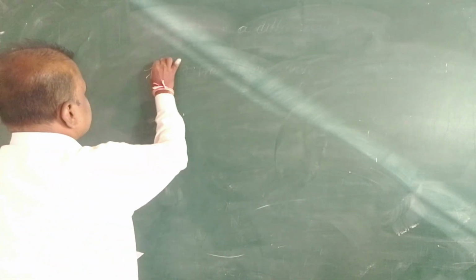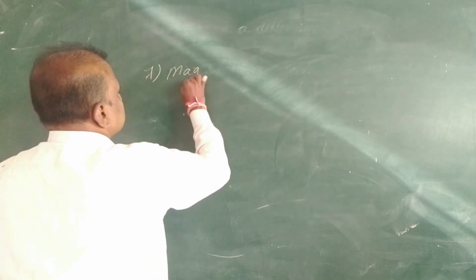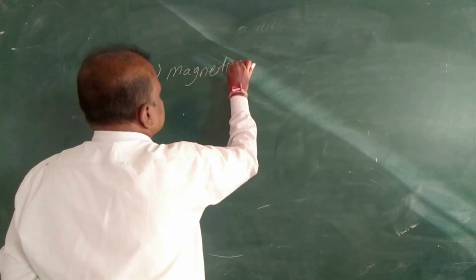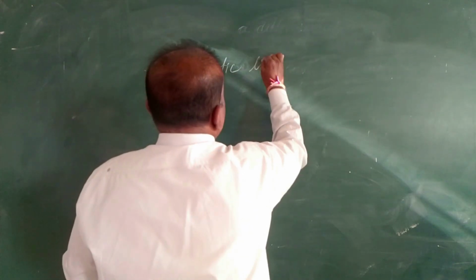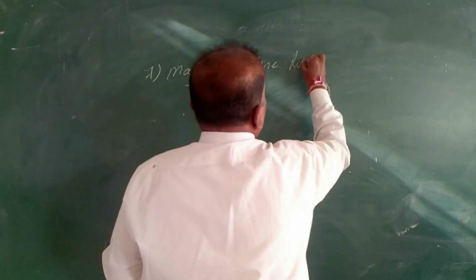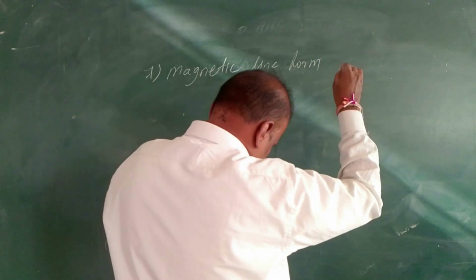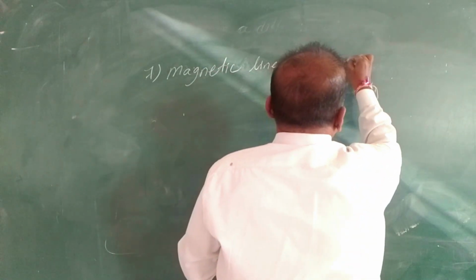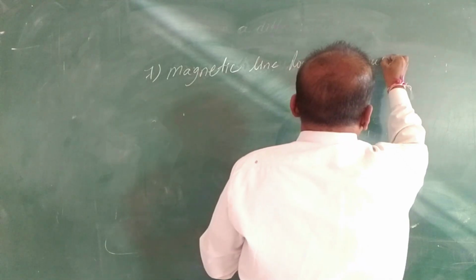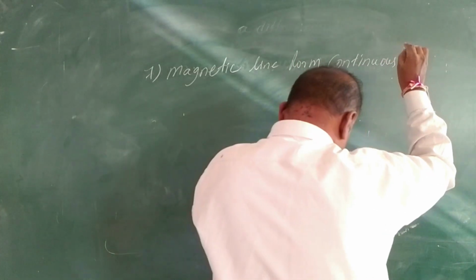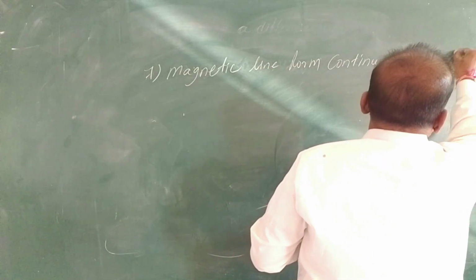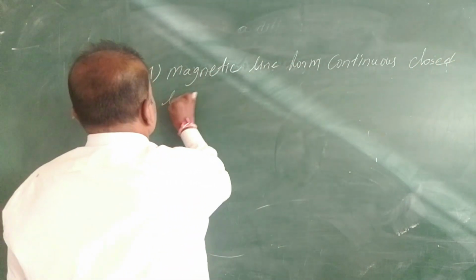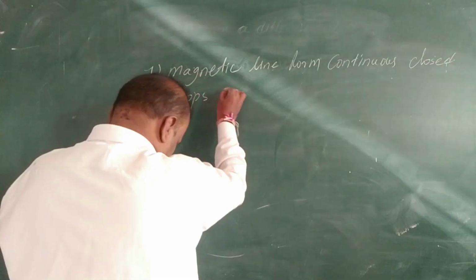Question number 7: magnetic lines form continuous closed loops. Why?